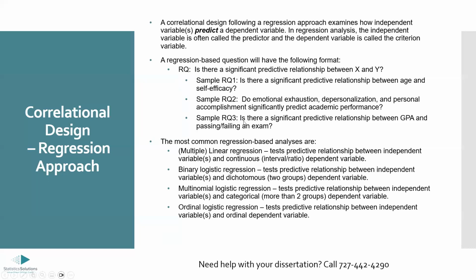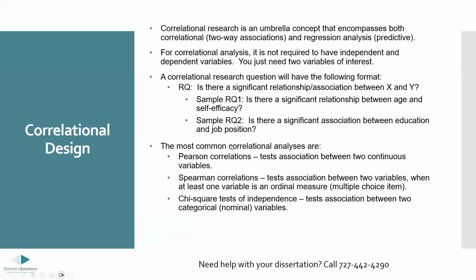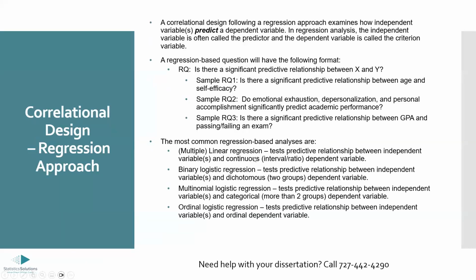And similar to the correlations back here on the previous slide, the level of measurement is going to pinpoint what analysis you can run. So again, continuous variables, anything that is numeric, interval or ratio. If your dependent variable is continuous, then you can run a linear regression. Now, sample question 1 up here: is there a significant predictive relationship between age and self-efficacy? If self-efficacy is being measured by a previously validated instrument and you're building a composite score from, hypothetically, Likert scale responses, then you can run a linear regression.